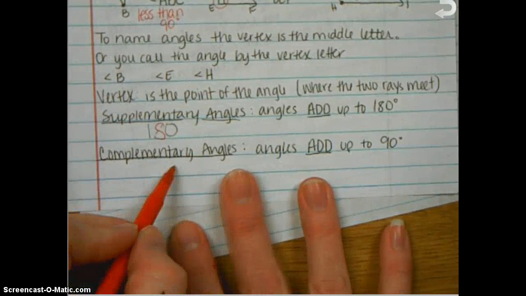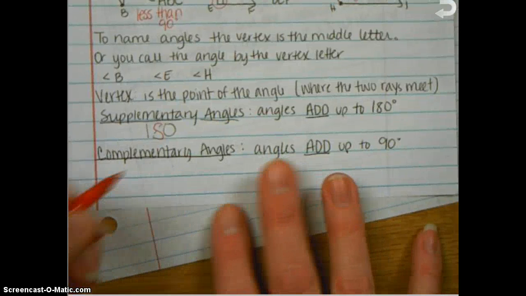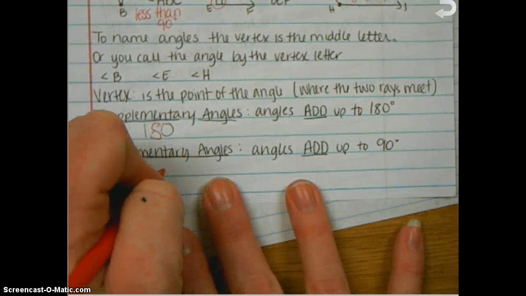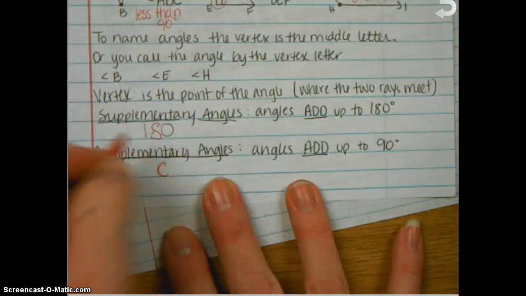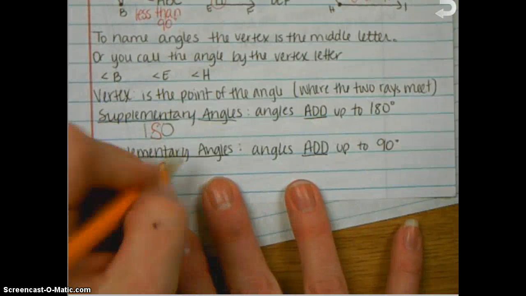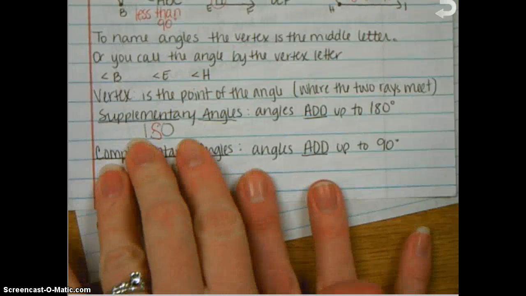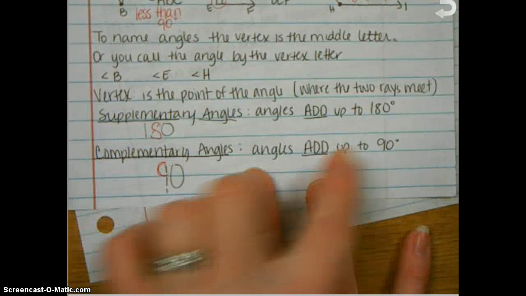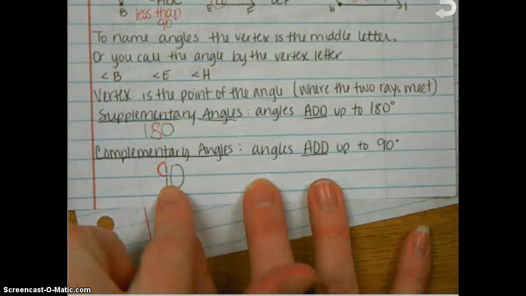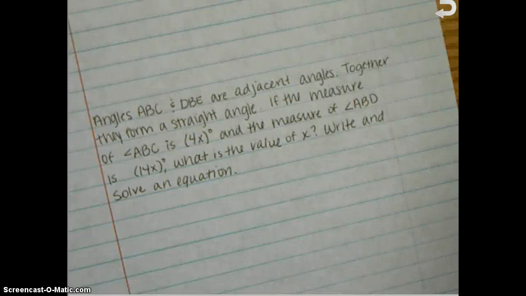And then complementary angles are going to add up to 90. And the same thing, I just make a C and then turn it into a 90. To remember that supplementary are going to be angles that add up to a sum of 180 degrees, and complementary are going to add up to 90 degrees. So we have 2 examples and then we are done.